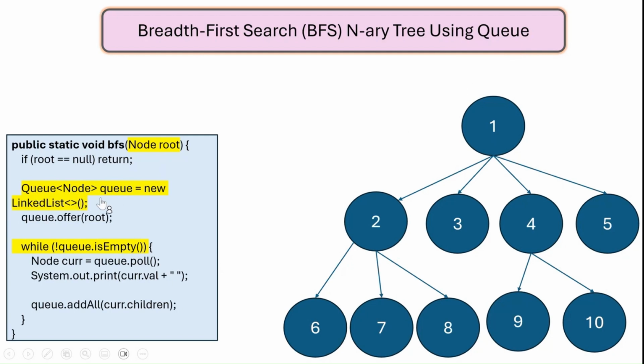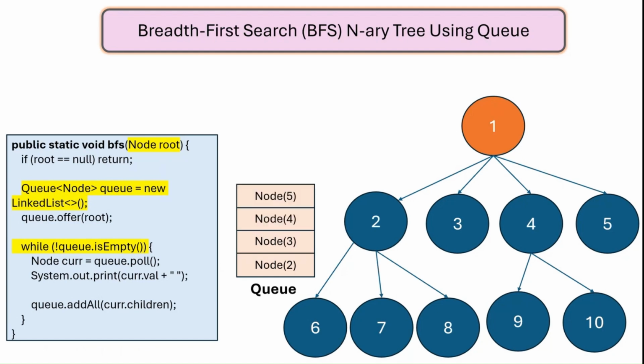Now we declare one queue and we enqueue node 1 to the queue. While the queue is not empty, it means that we have some node to traverse, so we will continue this while loop. Now node 1 is dequeued from the queue. All the children of node 1, which are 2, 3, 4, 5, are pushed to the queue.